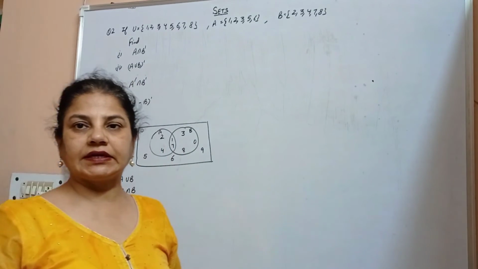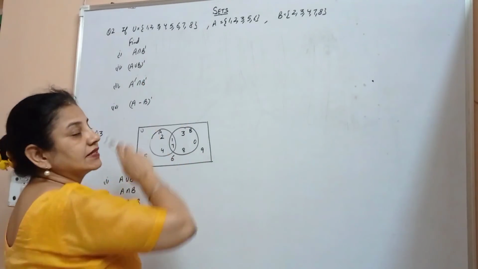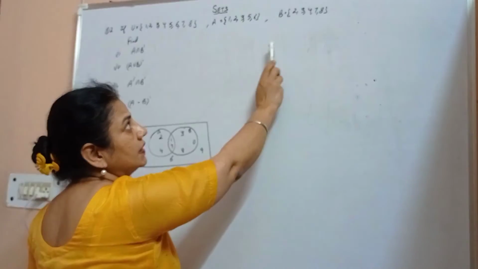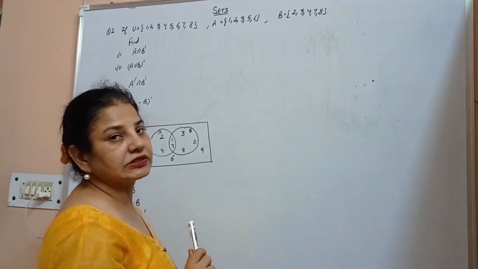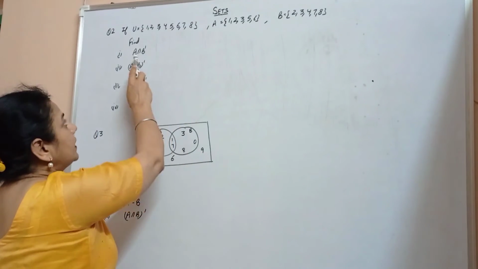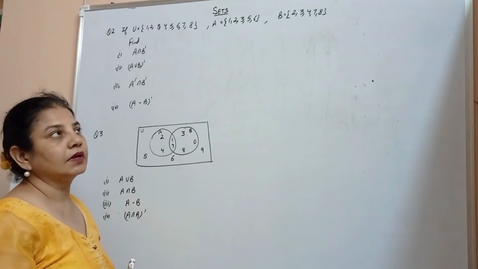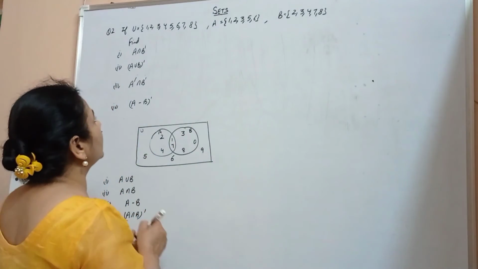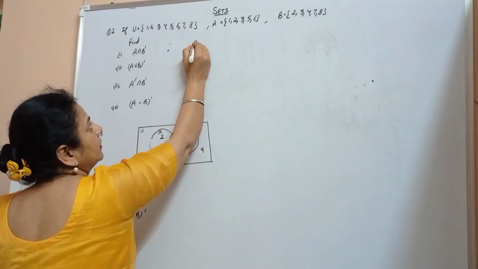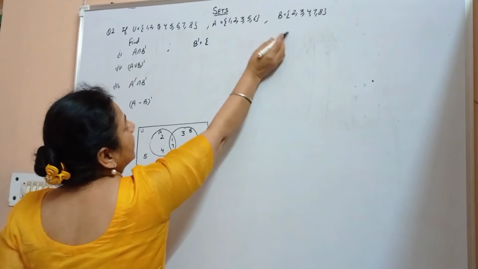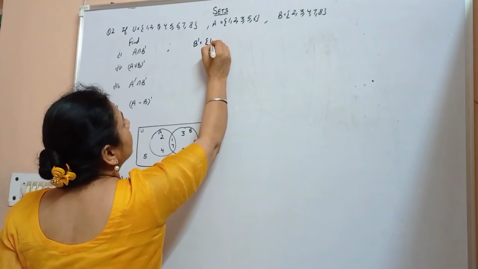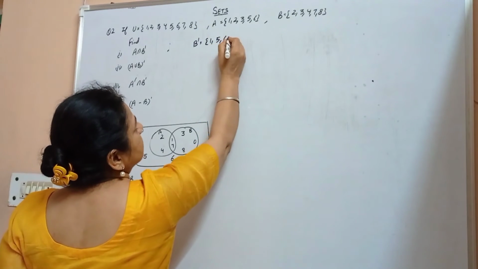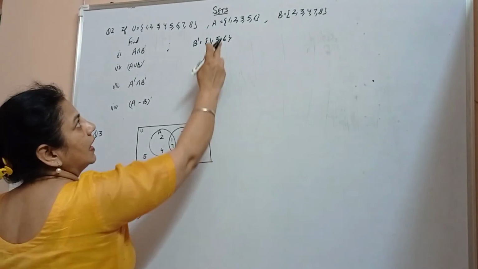If U is a universal set containing the elements 1, 2, 3, 4, 5, 6, 7, 8, and A is a set having elements 1, 2, 3, 5, 6, B is a set having elements 2, 3, 4, 7, 8, then find A intersection B complement. B complement is the elements other than the elements in B. So first of all, I will write B complement, which, if I compare with the universal set, I will get 1, 5, 6. B complement is {1, 5, 6} and A is there.